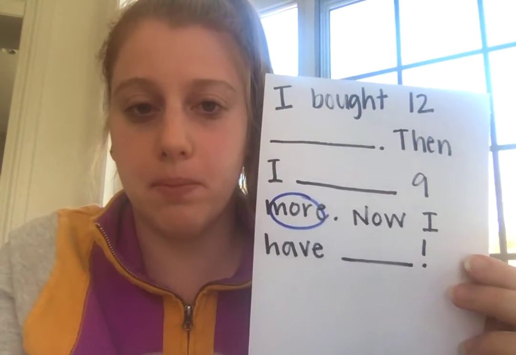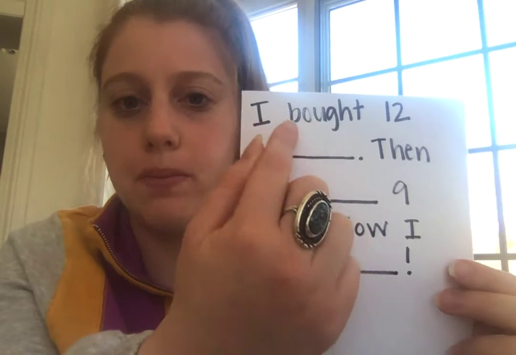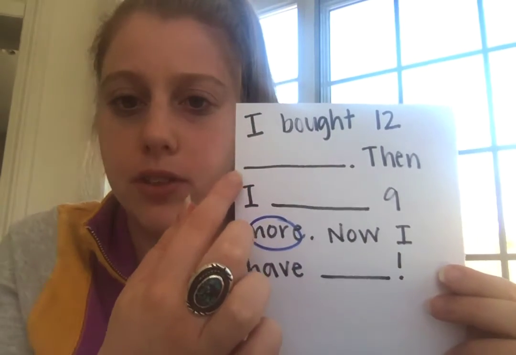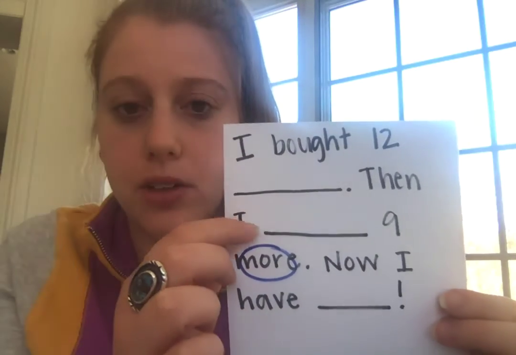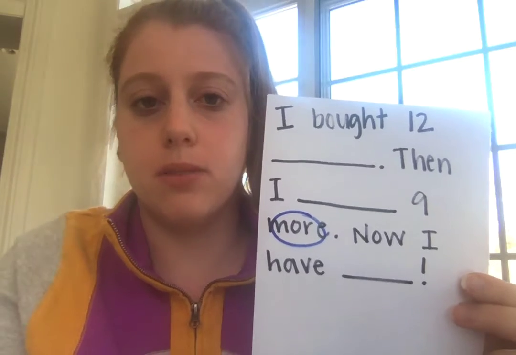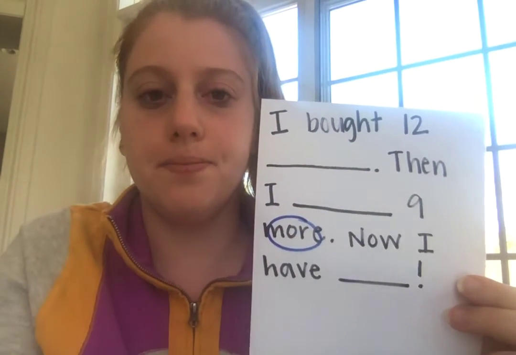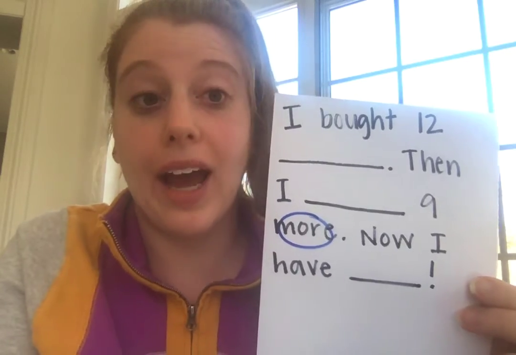When you're filling in the blanks, the key is to think what you could buy or what the problem is telling you. So if I bought 12, you have to buy that you can buy things, right? And we know that a thing is a noun. So let's think of nouns that we could buy. I bought 12. I know that cookies are a noun, and I could buy 12 cookies. So I'm going to fill in my blank. I'm going to write cookies.